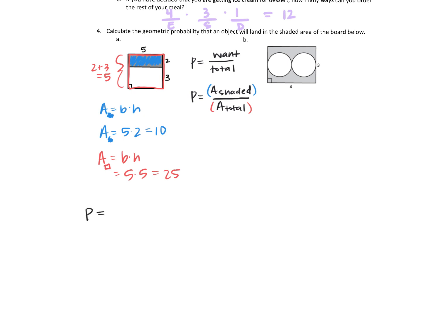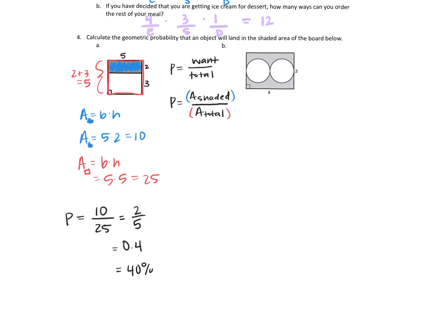So putting that into a probability format, 10 over 25 would be the probability of an object landing in the shaded area. If I leave my answer in fraction form, I want to simplify, so that would be 2/5. You can also convert it to a decimal or a percent. If you convert it to a decimal here, it'd be 0.4. As a percent, that would be 40%.